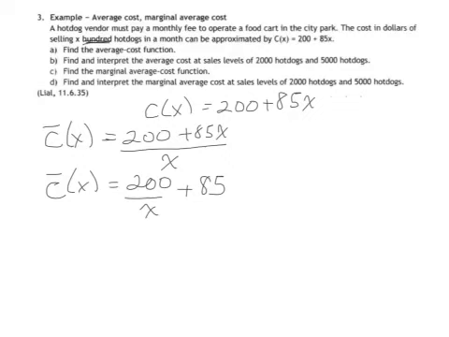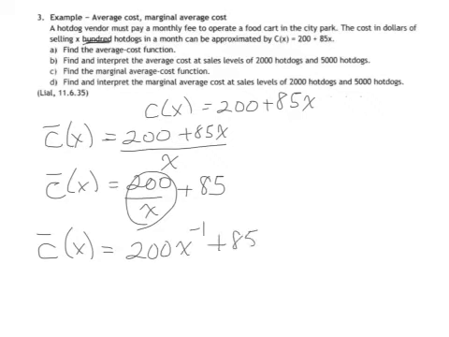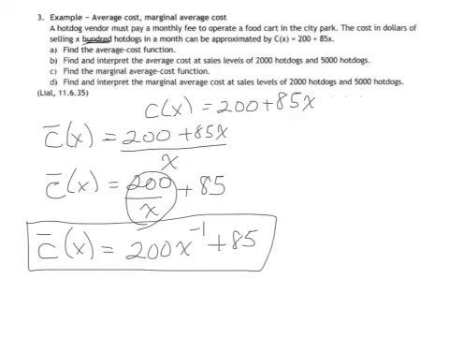And we can actually look at this term 200 over x, and I think it might be easier to write that as a negative exponent. Remember, when we take a power from the denominator and move it to the numerator, we can indicate that by using a negative exponent. So let's see how that would look. C average is going to equal 200x to the minus 1 plus 85. Okay? So that is going to be your average cost function.